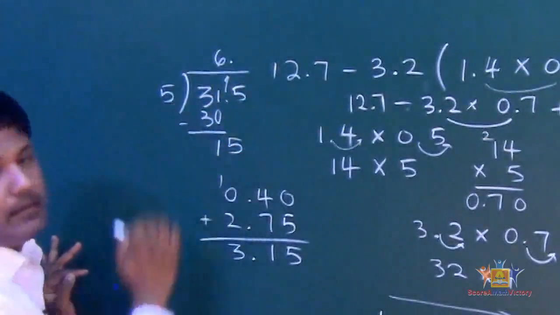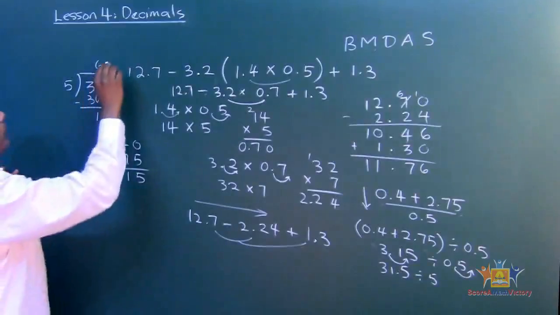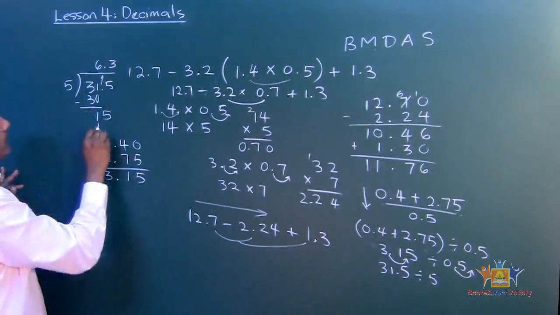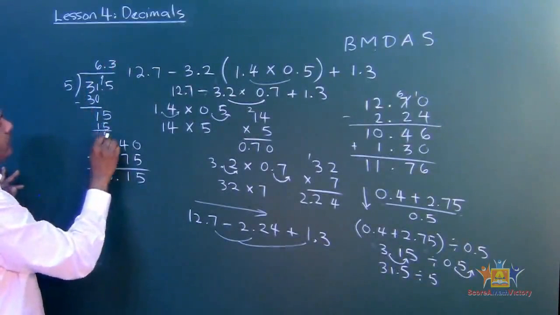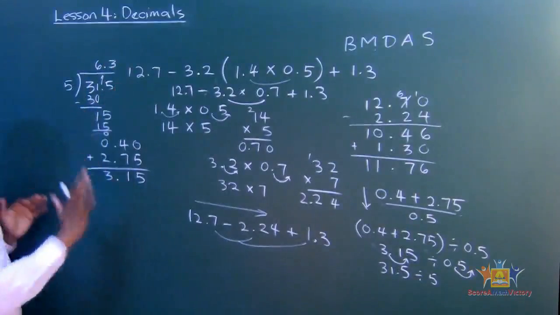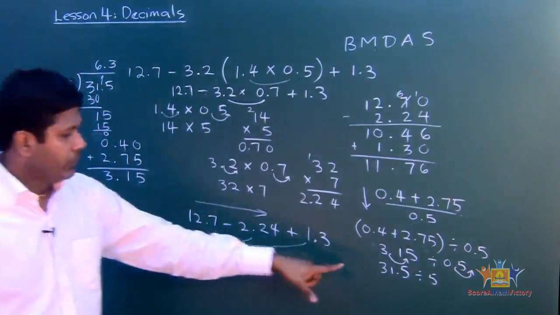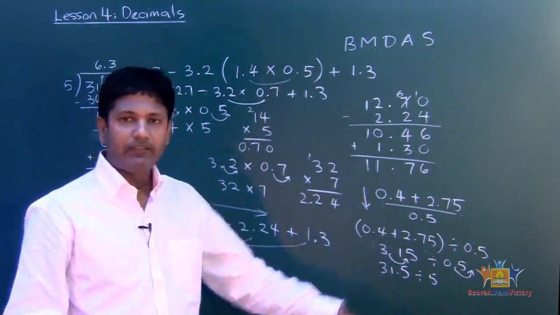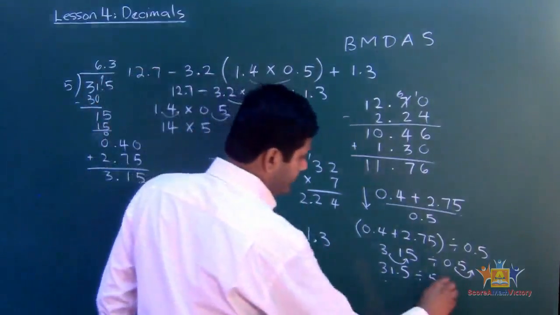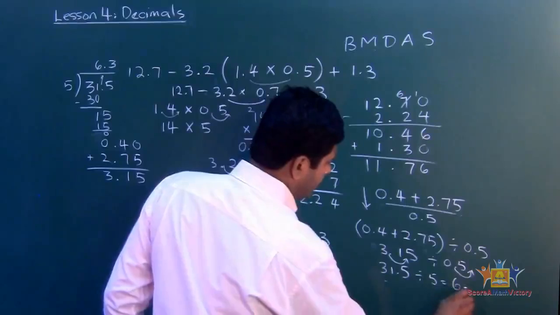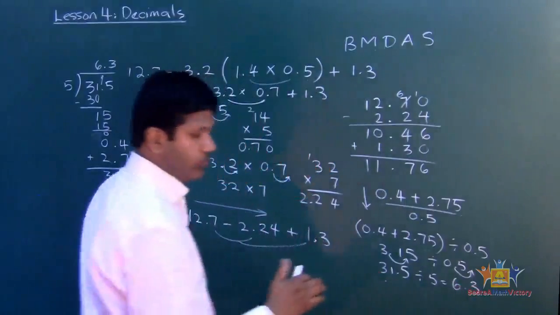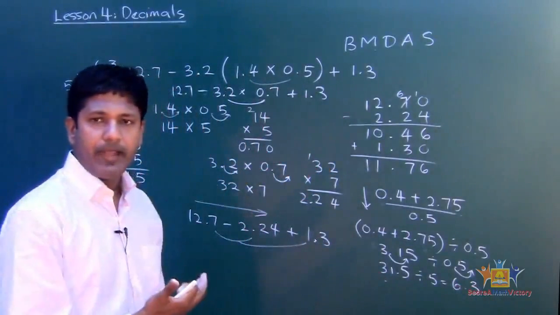In 15 there's how many 5? Very good. 3, because 3 times 5 is 15. So that gives you 0. Once you're done, you don't have to worry about adding any more zeros. So the answer is 6.3. 31.5 divided by 5 is 6.3.